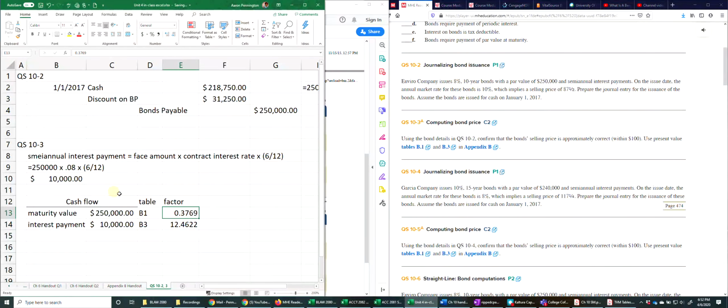And so you may recall when we're computing present value, we just multiply the amount by the factor. So no different here.